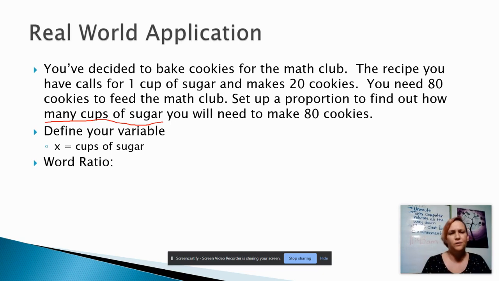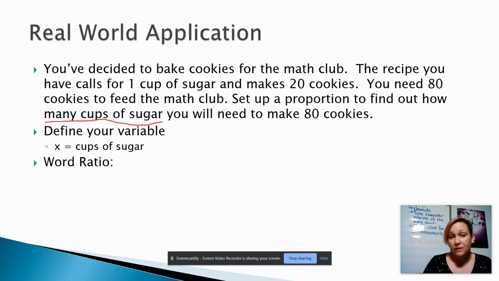consistent on each side. In my word ratio, I'm going to make an executive decision about what units I want on top of my fraction and what units I want on the bottom of my fraction. And it really doesn't matter which one goes where, as long as you stay consistent. So we're definitely going to have two units because it's a ratio. Ratio is comparing 2 numbers. So I just need to figure out what my units are.